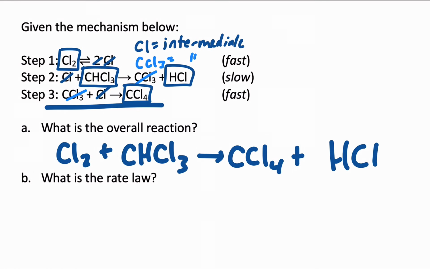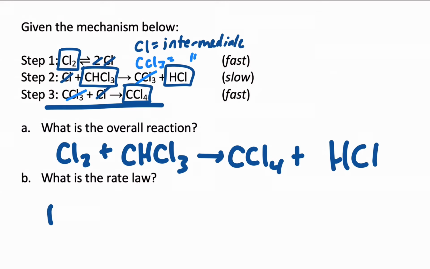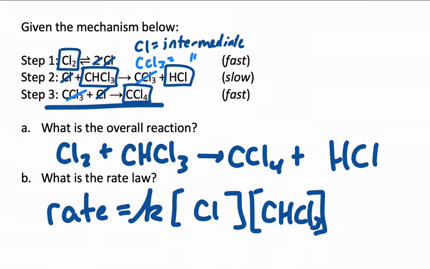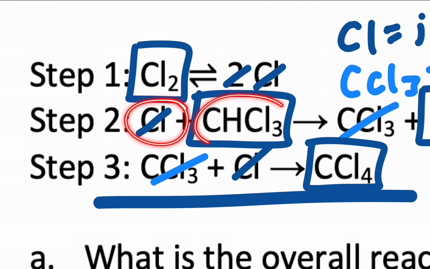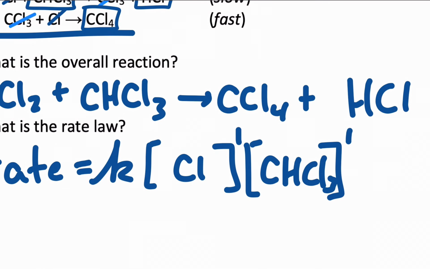Easy. Now they want the rate law. For the rate law, I just have to look at the slow step, and at first glance, I write that rate law. Rate is equal to k times the concentration of everything that's a reactant in that step, which is a chlorine atom and a chloroform molecule, so Cl and CHCl3. And for a mechanism question like this, the coefficients become the orders. If I zoom in and check, the coefficient of each of those species is 1.